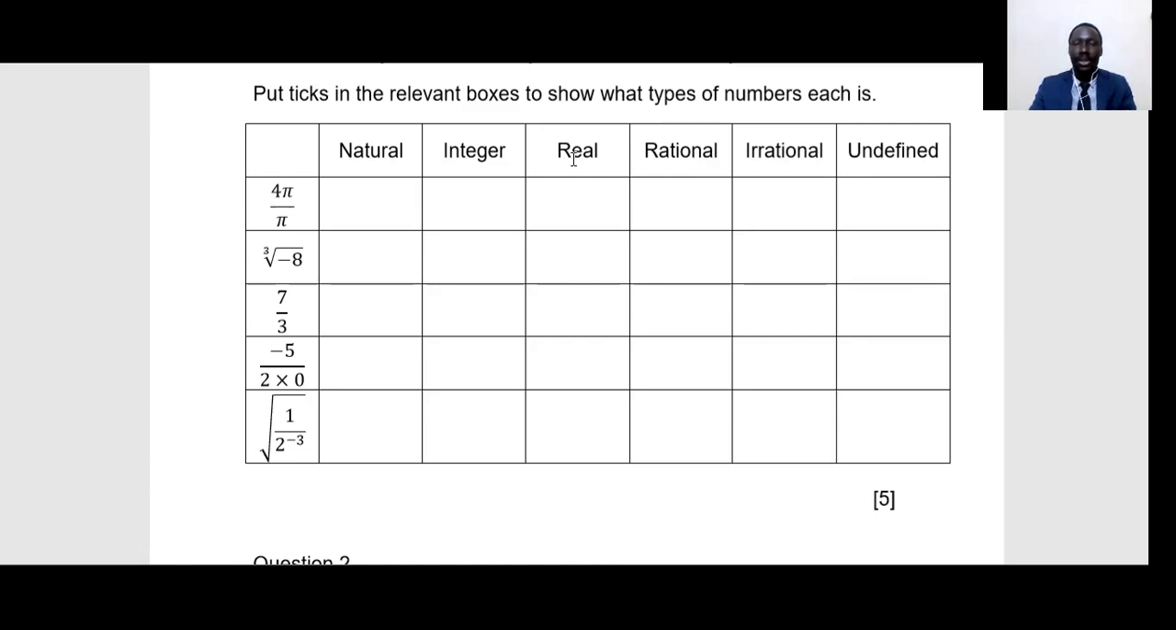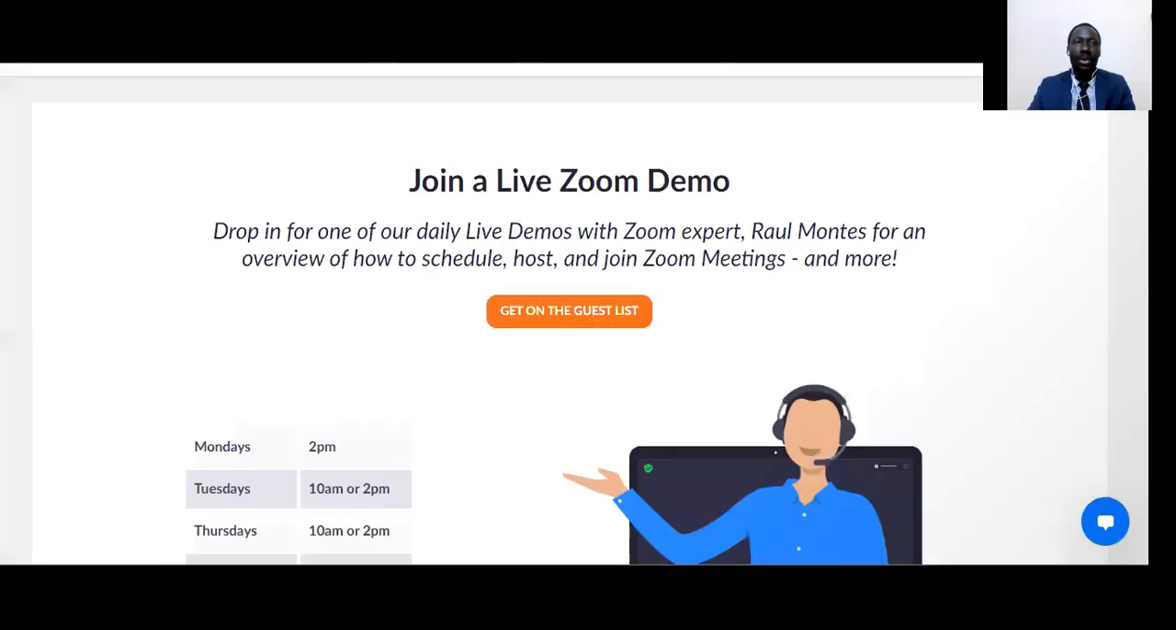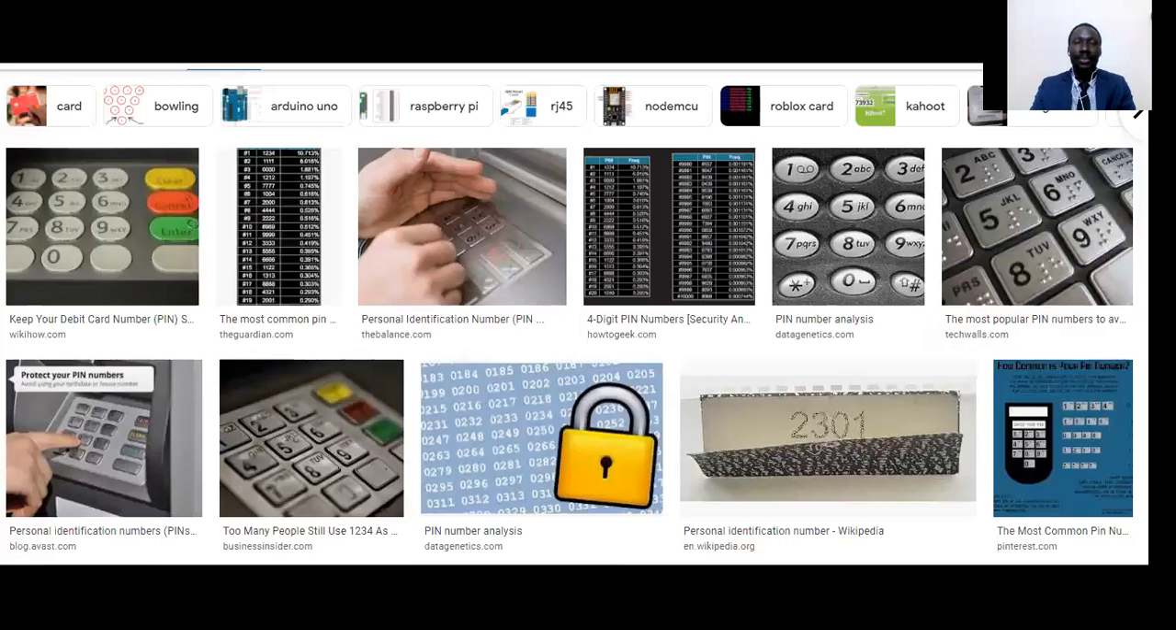So yes, the concept of number is appearing again here. And how else do we use numbers in our everyday life? Apart from this 4 pi thing, the cube root of -8, 7 divided by 3, or this type of thing, how else do we use numbers in our everyday life? Well, we use numbers in a number of ways.